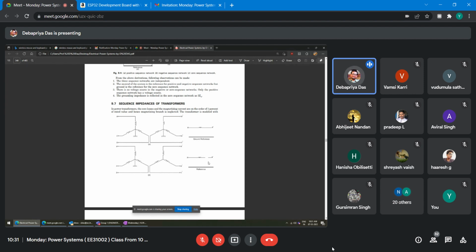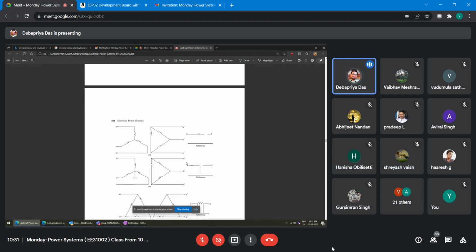When you do fault studies, you will know the significance of this, right? Right now, just see this. So this is your star grounded, and the other one is star grounded and this is ungrounded, right? So this is open, no zero sequence path to flow.